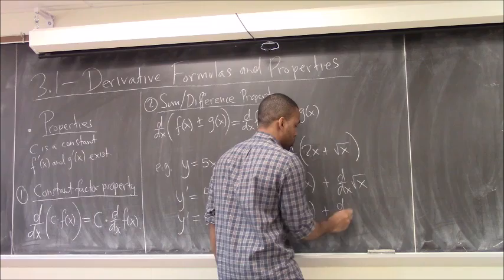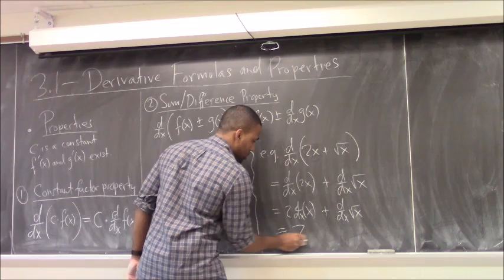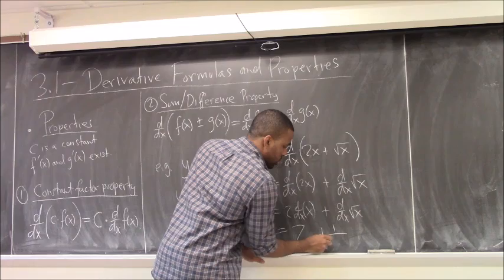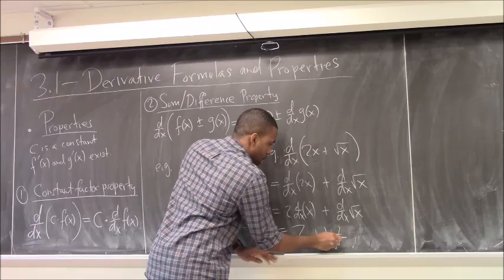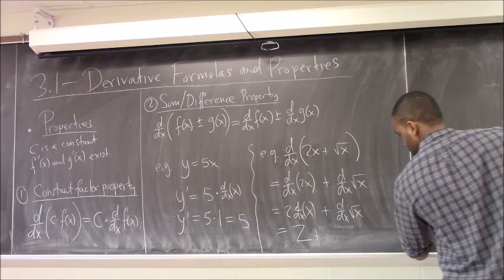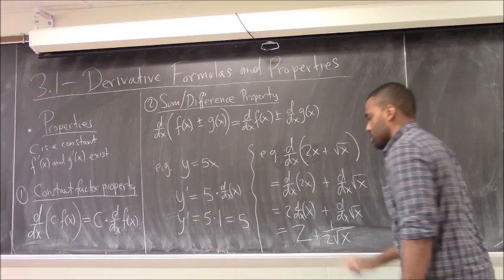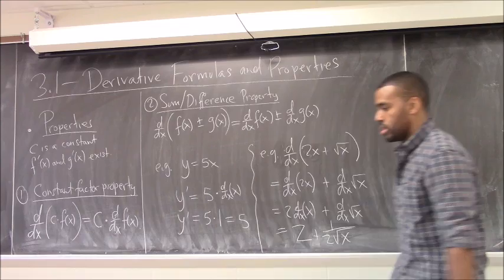Derivative of x we know is 1, we did that last time. Derivative of radical x, we also know, we did that last time, that's 1 over 2 radical x. So there, we can factor constants out of derivatives and we can split them across sums. These are two important properties.